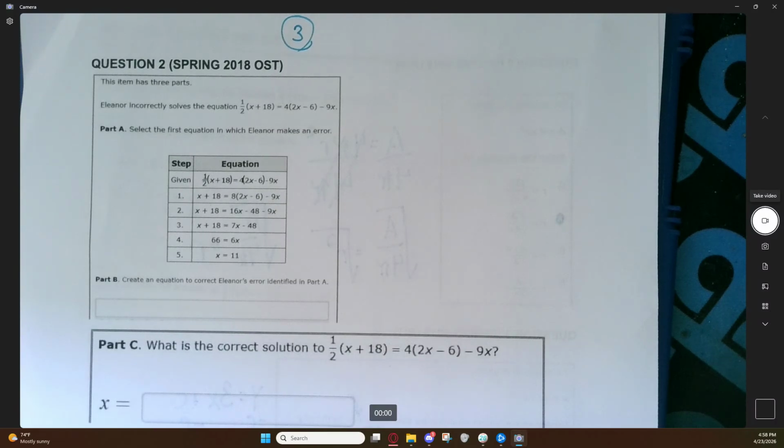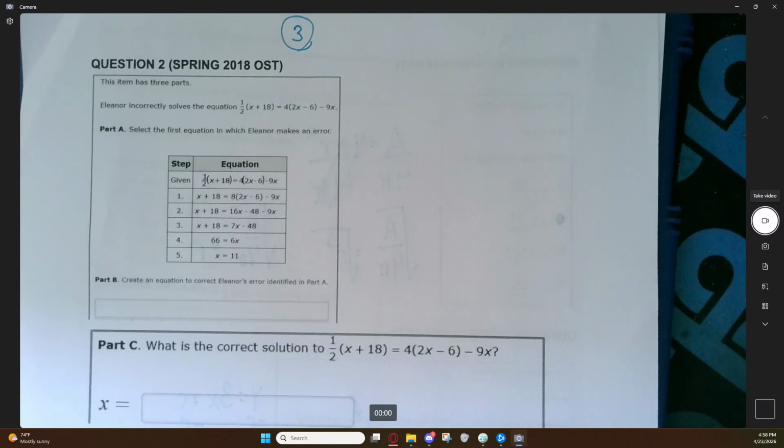Eleanor incorrectly solves the problem 1/2 times x plus 18 minus 4 times 2x minus 6 equals 4 times 2x minus 6 equals minus 9x. Oh boy, I just had a moment reading that problem. Part A, select the first equation in which Eleanor makes an error.